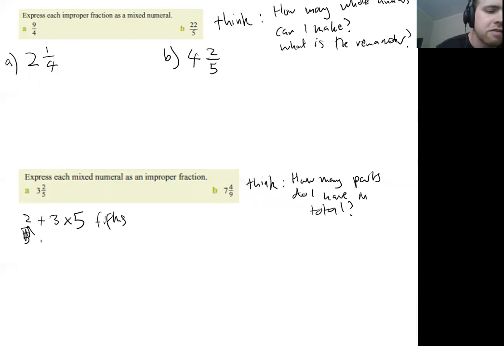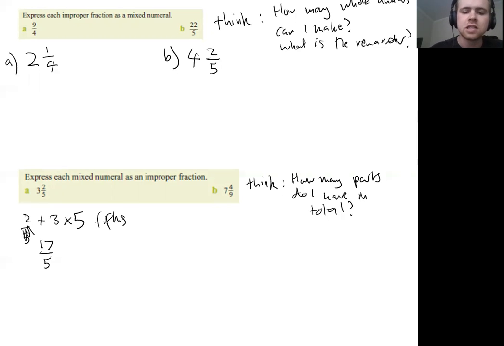So then I have 17/5 in total. So I've just sort of think, how many fifths do I have? I'm going to have 2/5. I'm also going to have 3 times 5/5, okay, because it takes 5/5 to make up a whole. And so in total, I have 17/5, which is what my improper fraction is here.